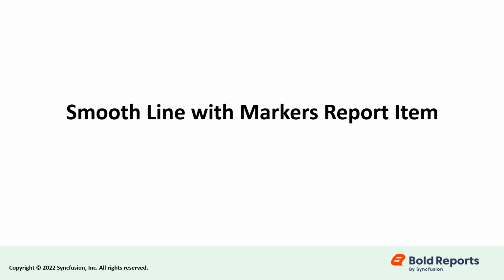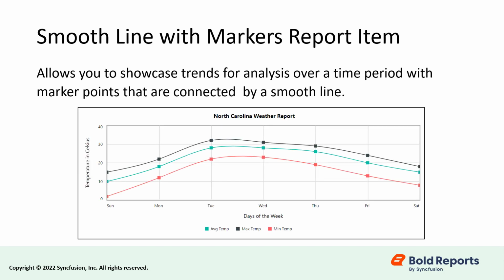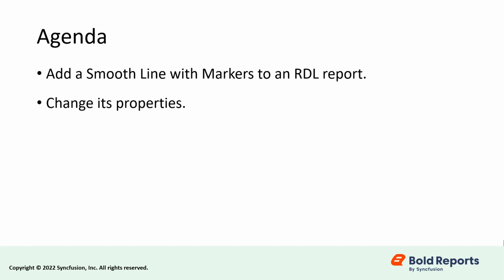Before getting into this video, let me give a small introduction about this chart. The smooth line chart with markers allows you to showcase trends for analysis over a time period with marker points that are connected by a smooth line. In this video, I will show you how to add a smooth line chart with markers to an RDL report, and how to change its properties.